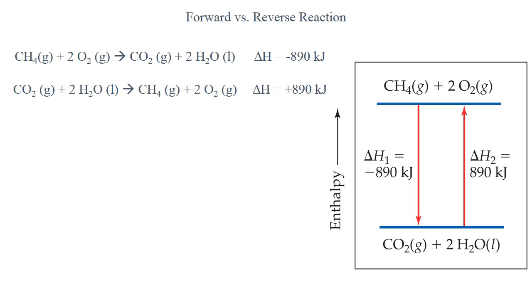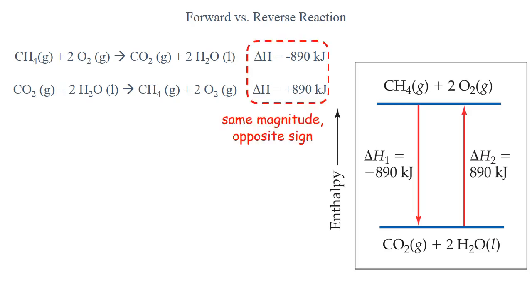Now what I want to call your attention to is the second reaction, which is the same reaction but in the reverse direction. So now we have carbon dioxide and water reacting to form methane and oxygen. What you should notice is that the delta H for this reversed reaction is equal in magnitude and opposite in sign. So you know that it's going to be positive 890 kilojoules, and that should make sense for a couple of reasons. One is that if the first reaction releases 890 kilojoules of heat, then in order to get the opposite reaction to occur, you must put in that same amount of heat.